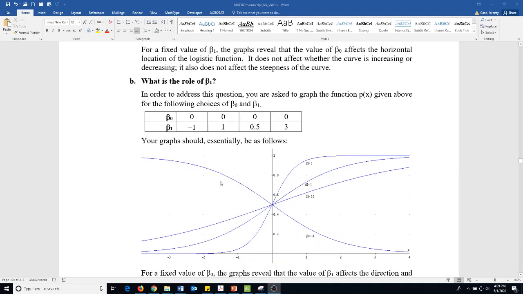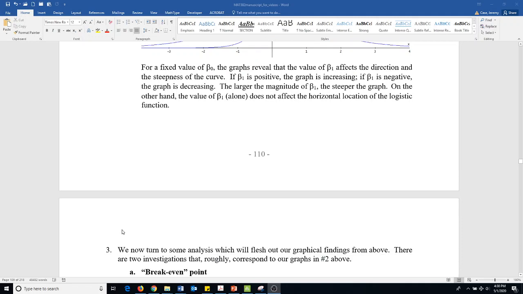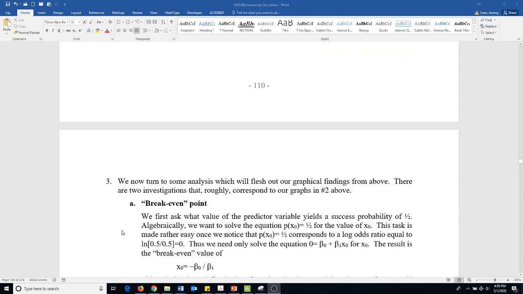And beta 1 then tells you how steep the curve goes up. If beta 1 is negative, you're decreasing, so the successes are over here and the failures are down here. If it's positive, then the successes are on the right and the failures on the left. Beta 1 does not by itself affect the horizontal location.